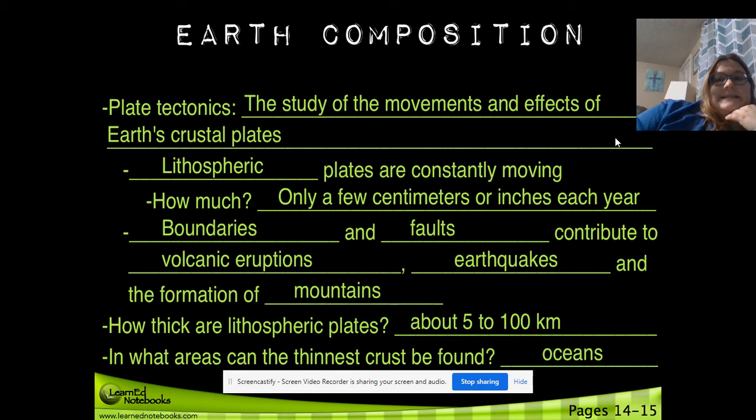Lithospheric plates are constantly moving. How much? They're only actually moving a few centimeters or inches each year, so not very much. But the boundaries and faults contribute to volcanic eruptions, earthquakes, and the formation of mountains. The lithospheric plates are about 5 to 100 kilometers thick. 5 is about 3 miles. Okay. And what area is the thinnest? It's in the ocean. So the ocean has a lot of water, but the crust underneath is actually the thinnest. That's where you're going to get that 3-4 miles thick.